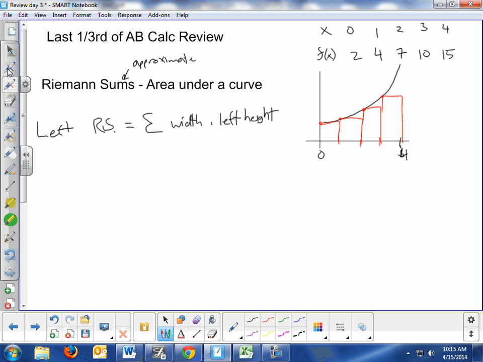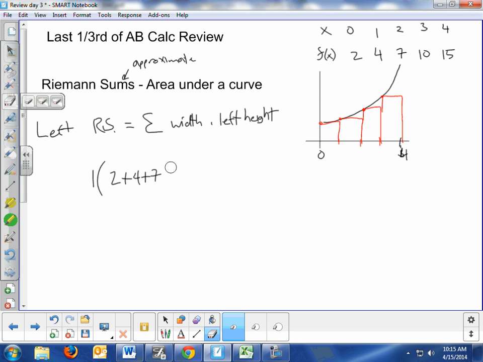So if I wanted to do a shortcut, the non-shortcut way would just be like a width of 1 times a height of 2, a width of 1 times a height of 4, a width of 1 times a height of 7. Instead, you could factor out the width and then just take the sum of your left heights, and that would be it.